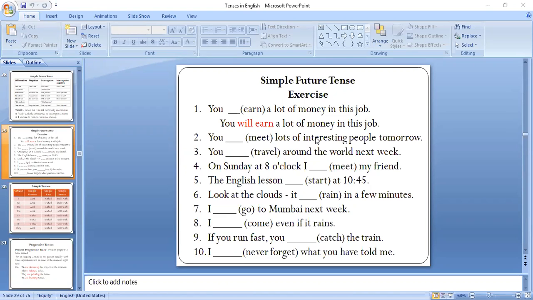Then the next sentence, third sentence, is: You in bracket travel around the world next week. So this is the prediction. This is not a present tense or past tense. This is a sentence of the future tense. Okay. So you will travel around the world next week. Okay. You will travel around the world next week. This is the third sentence.